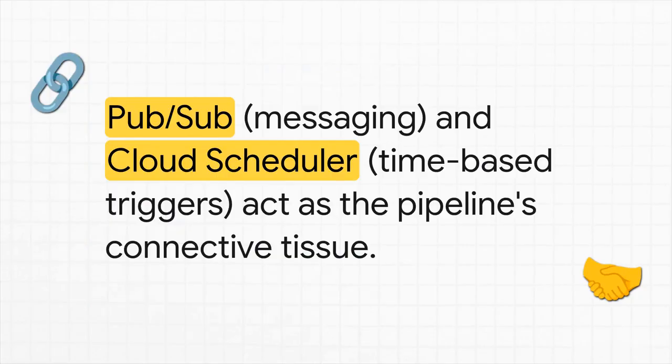But hold on, how do all these different pieces, from storage to processing to the warehouse, how do they all talk to each other reliably? Well, that's where you use services like Pub/Sub for messaging between steps, or maybe Cloud Scheduler for running pipelines on a set schedule. They are the absolutely essential connective tissue that makes the whole workflow robust and reliable.